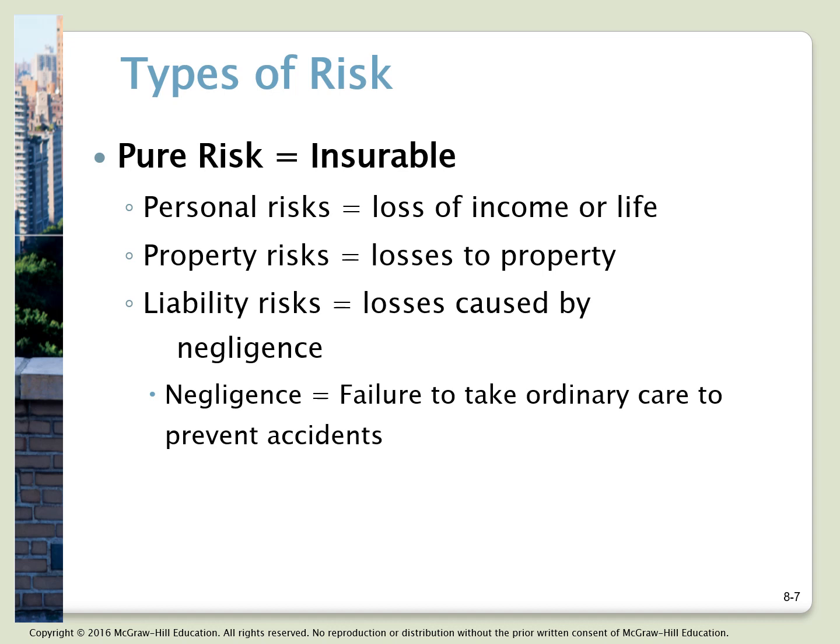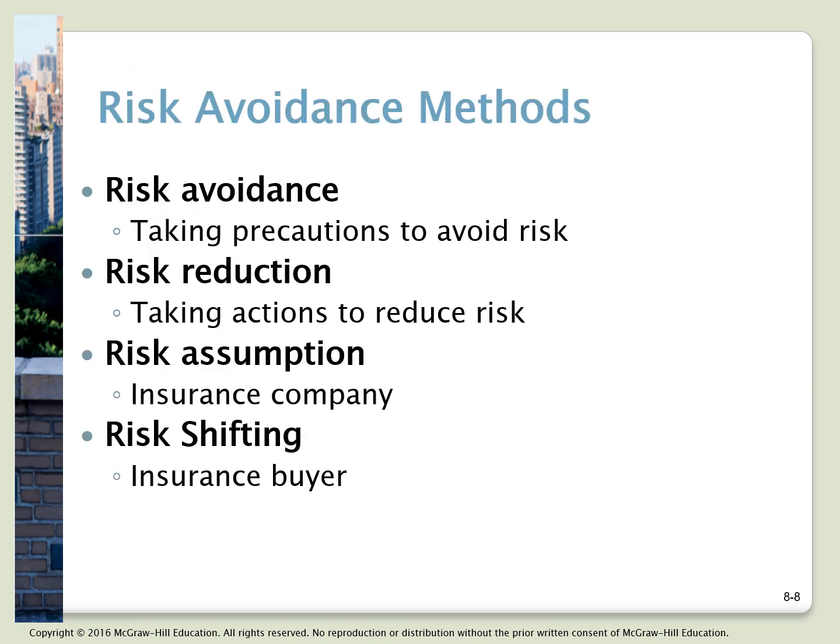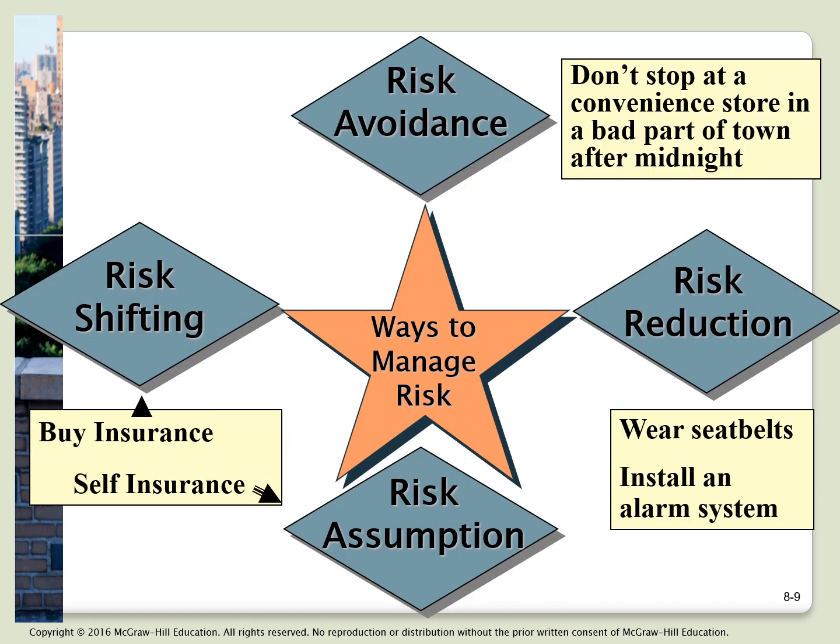Driving under a mile an hour in a 50-mile-per-hour zone and getting into an accident, causing injury to yourself or others, that's negligence, something that you could have avoided. Risk avoidance: taking precautions to avoid the risk, so long as you're doing the right things. Risk reduction: taking actions to reduce the risk. Risk assumption, that's the insurance company. The insurance company assumes risks. Risk shifting, insurance buyer. If you're buying insurance, you're shifting the risk from yourself to the insurance company, who is assuming the risk. These are all insurance terms that go along with this.